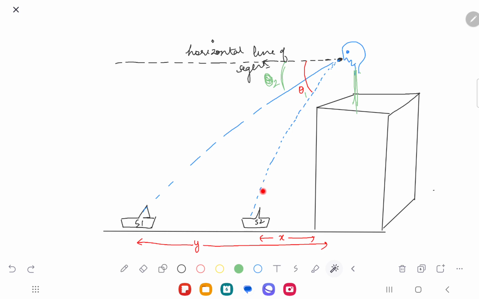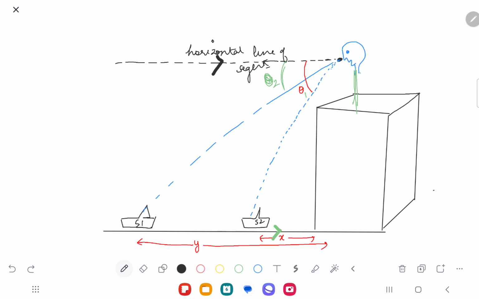And if we are focusing on a smaller, this particular thing, we will have a greater angle of depression. Understood or not? Right? So one thing. Secondly, you understand this ground. This ground is actually parallel to the horizontal line of sight.